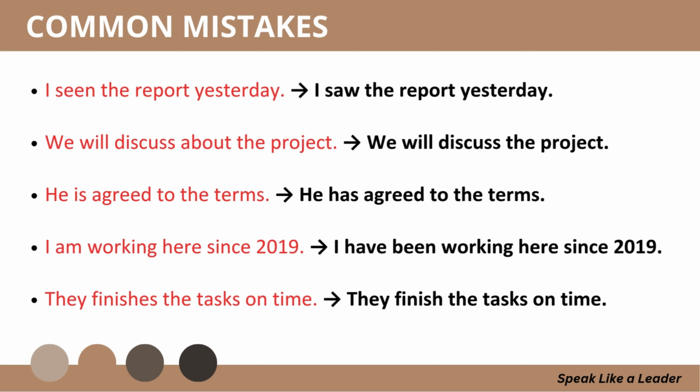He agreed to the terms. He has agreed to the terms. We need the present perfect here because we don't have a specific time frame, do we? I'm working here since 2019 becomes I have been working here since 2019 because I'm still working here. It's not an action that was completed in the past. It's an ongoing action.